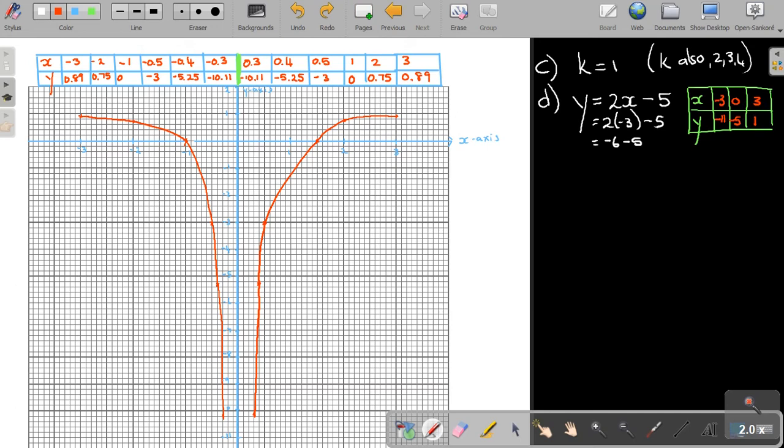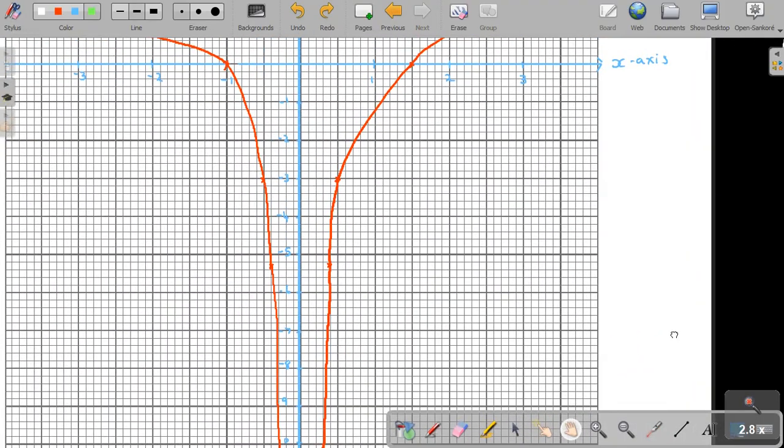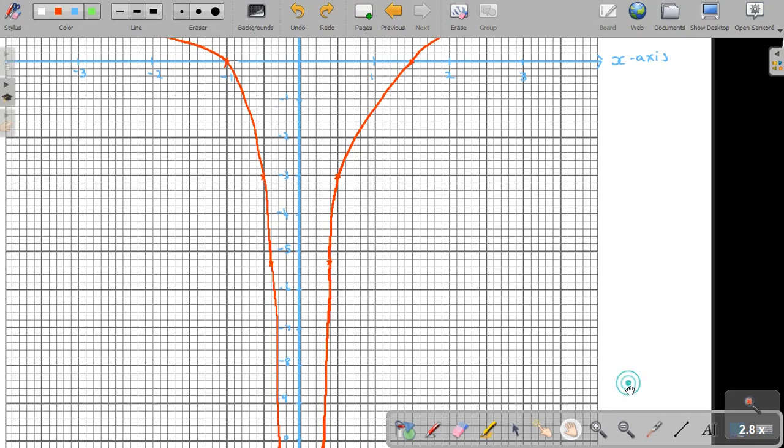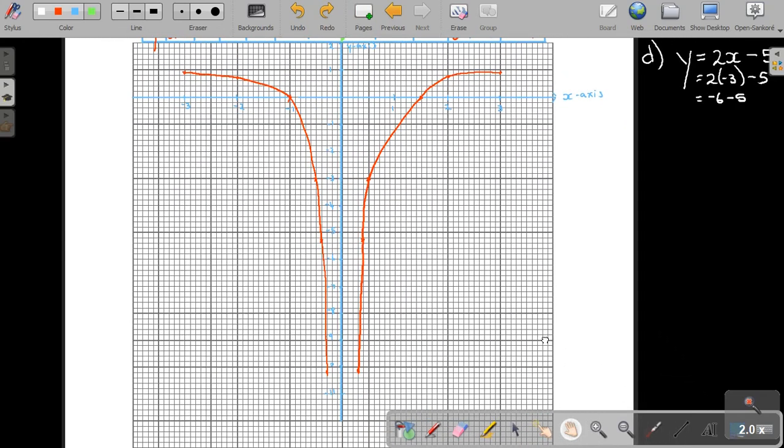Now, on the same grid, draw the line. I'm not finished. They want me to draw that line. So negative 3 and negative 11. I have to make it bigger again so that you can see. Okay, so let's just see. Negative 3 and negative 11.